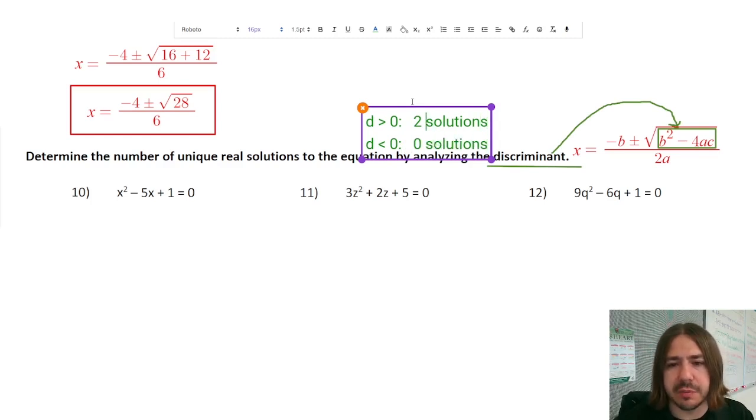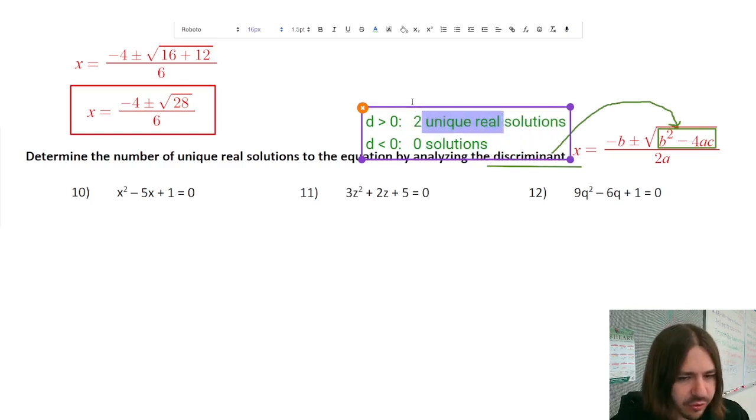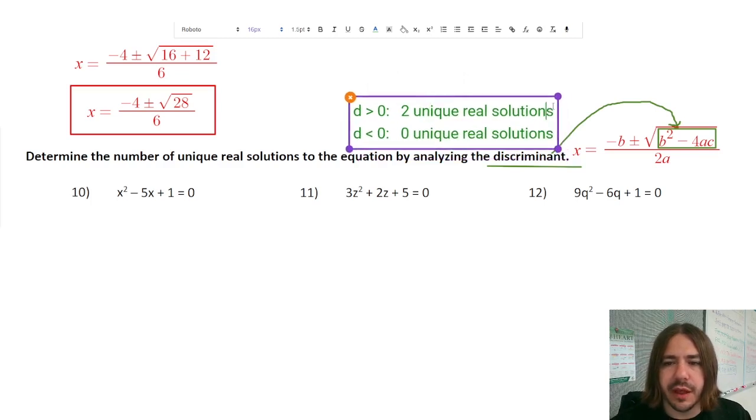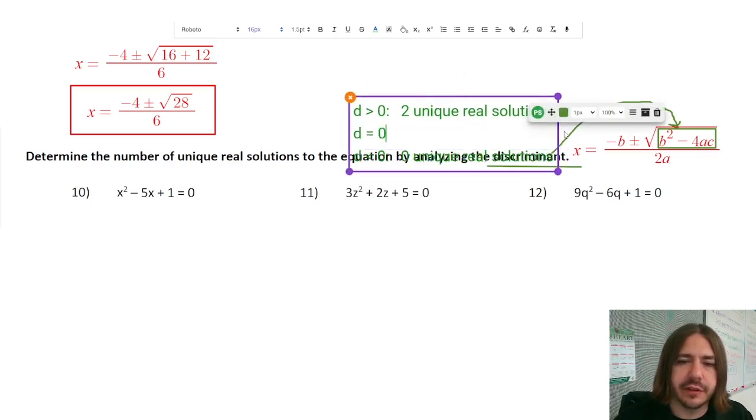And just to be clear, we're talking about unique real solutions. So maybe I should be a little bit more specific here. When the discriminant's negative, you still have 2 solutions, they're just not real. And then finally, if D is 0, if that discriminant is 0, then you get 1 unique real solution.